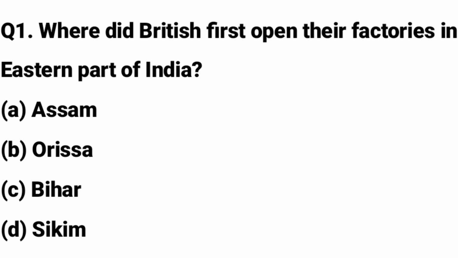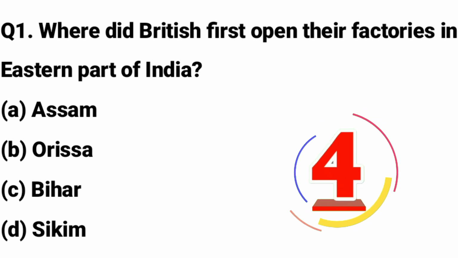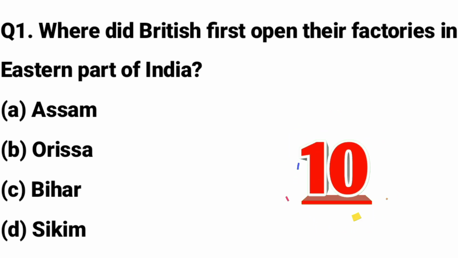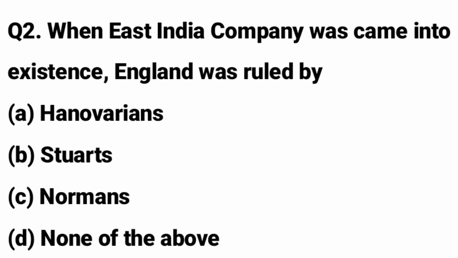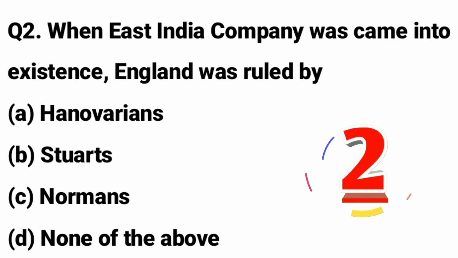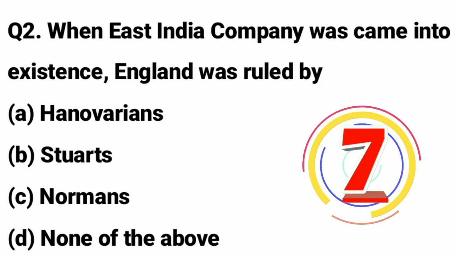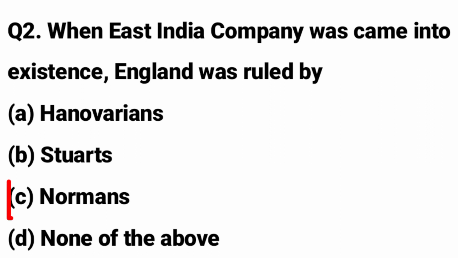Question number 1. Where did the British first open their factories in the eastern part of India? The correct answer is B. Orissa. Question number 2. When the East India Company came into existence, England was ruled by? The correct answer is C. Normans.